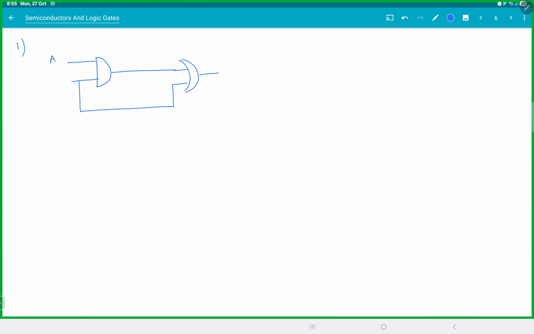So this is A, this is B. That's an AND gate, that is an OR gate. What is the output? So exam options will be: the output is an AND gate, output is an OR gate, output is A, output is B. They'll ask you something of that sort. Options will be like that.